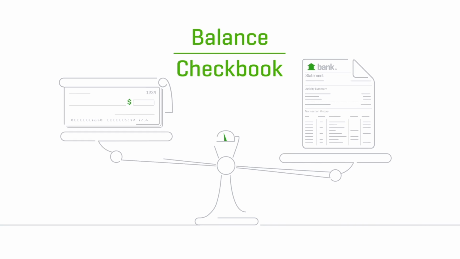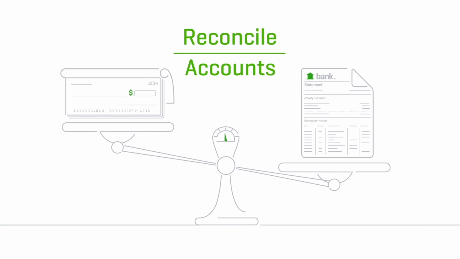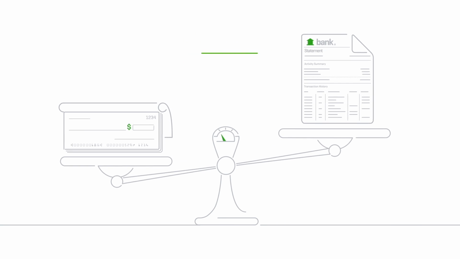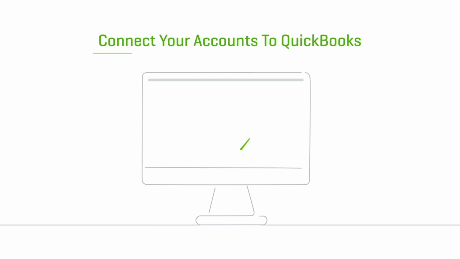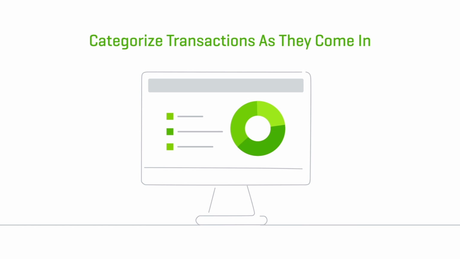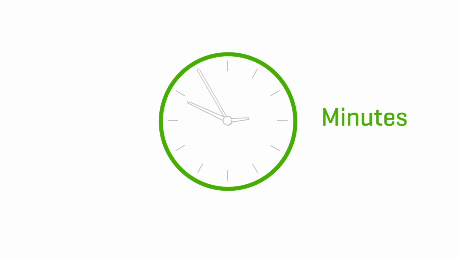No one likes to balance their checkbook, and no one likes to reconcile their business accounts. One way to make reconciling much less painful? Connect your bank accounts to QuickBooks. Categorize transactions as they come in through the month. Then, at the end of the month, instead of spending hours reconciling, you'll spend a minute or two looking at your accounts, and you'll be done.